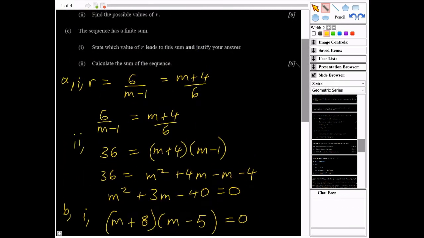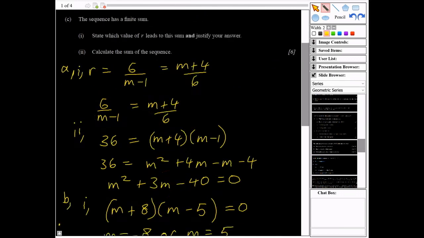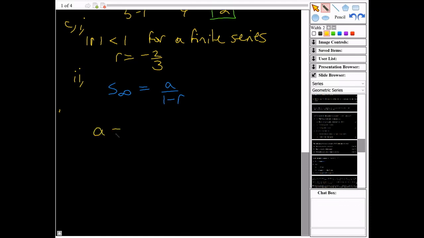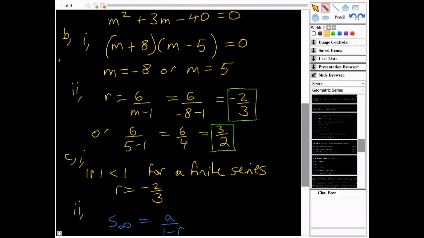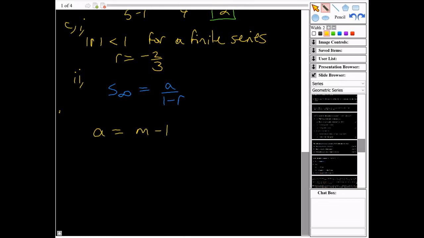So do we know what a is? Our first term is m minus 1. So a is equal to m minus 1. And m had to be negative 8 to get the value of negative 2/3. So for r is negative 2/3, m has to equal negative 8. The other value of m didn't lead to the 2/3, so that wouldn't be a finite series. So we need to use m as negative 8. So therefore, a is going to be negative 9.